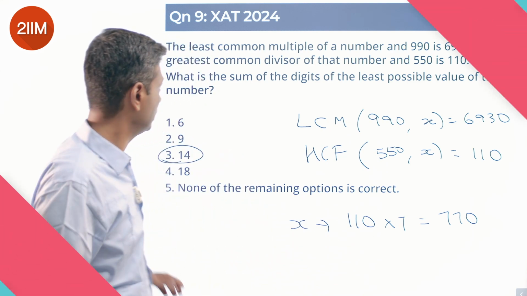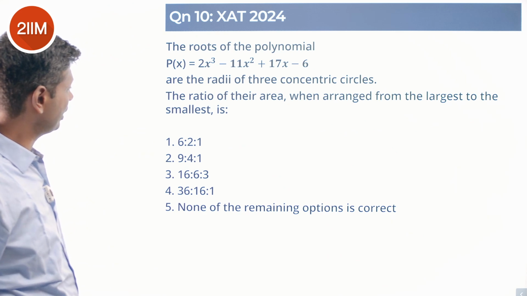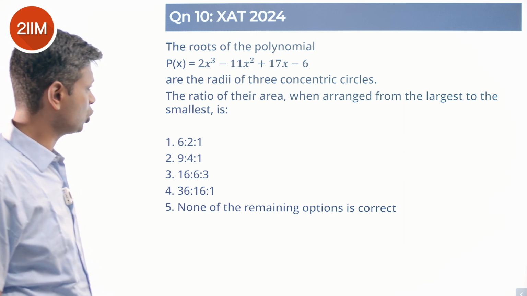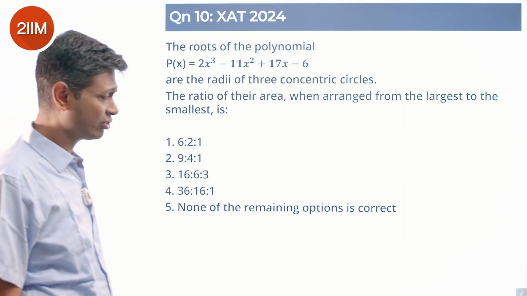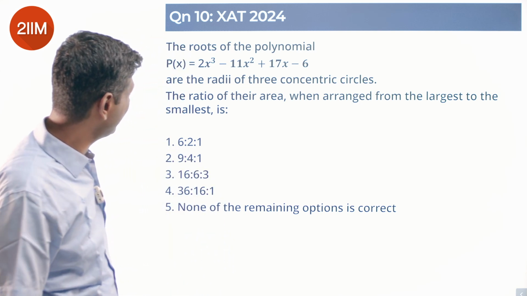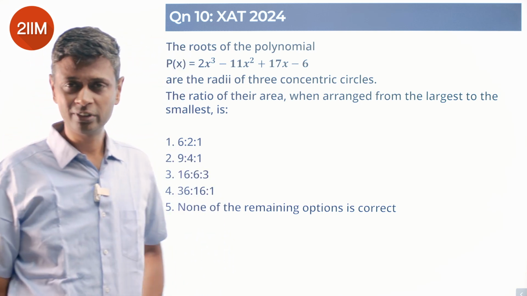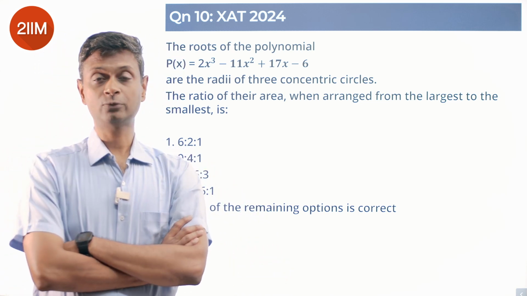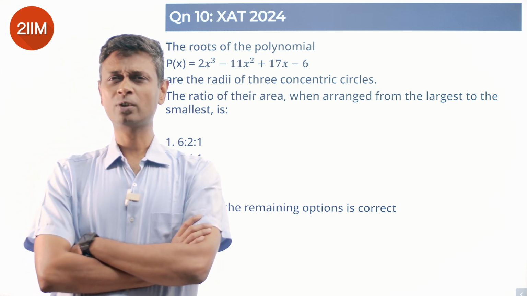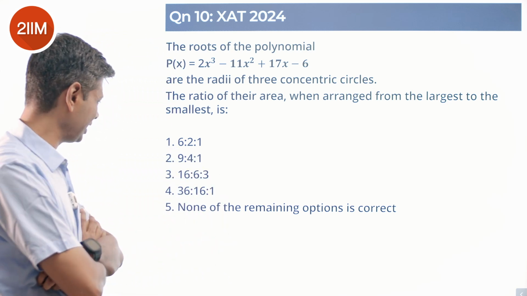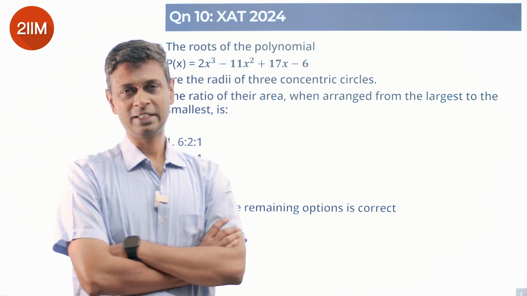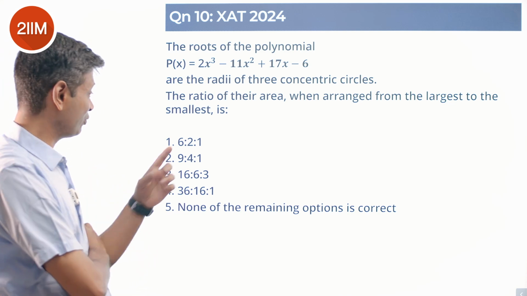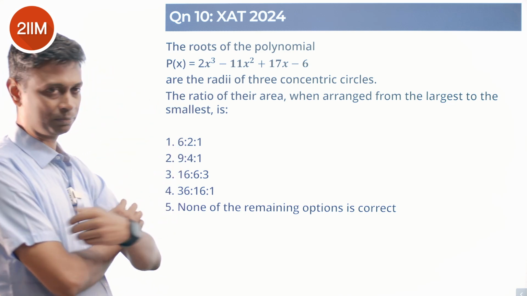That's trickier. The roots of the polynomial 2x cubed minus 11x squared plus 17x minus 6 are the radii of 3 concentric circles. The ratio of their areas when arranged from the largest to the smallest is... And so 2x cubed minus 11x squared plus 17x minus 6 is a polynomial, and obviously it has roots. You have to find out the roots, and the choices are telling us the roots are reasonable. They are in some integer terms. 6:2:1 I am not interested in. 9:4:1 I like. So the roots could be 3, 2, 1.